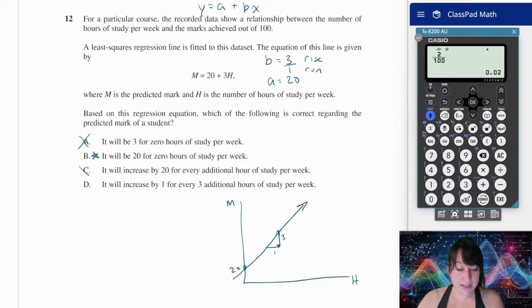And option D says it will increase by 1 for every 3 additional hours of study per week. That is the inverse of the gradient that we have. We know that in this equation, it's increasing by 3 for every 1 additional hour of study per week. Now, D would be correct if the gradient was 1/3, which it's not. So that confirms that B is the correct answer.